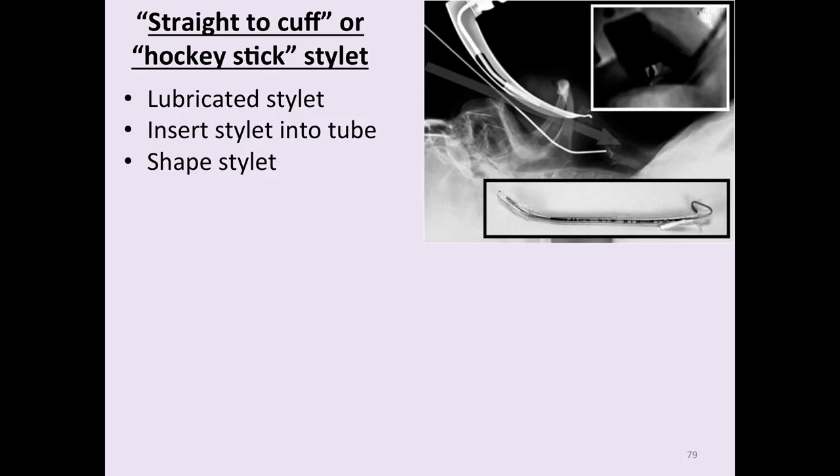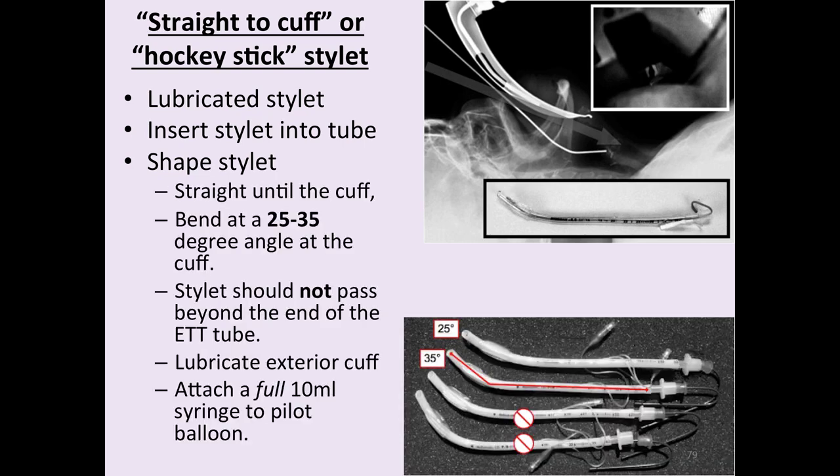So if we're going to use a stylet, it's strongly recommended we use a straight-to-cuff style, in which the stylet needs to look like this. It's straight until it hits the cuff, and then it's bent 25 to 35 degrees. Make sure that the stylet doesn't stick out past the end of the tube. This happens. We see this a lot, and for some reason in pediatrics it tends to happen. That's sort of a dangerous practice. You want to make sure that that stylet doesn't come out the back. And then a syringe should be attached to the end of that, and it's extra credit if you attach it full. The more lubrication you can use when you insert this stylet, the better as well.